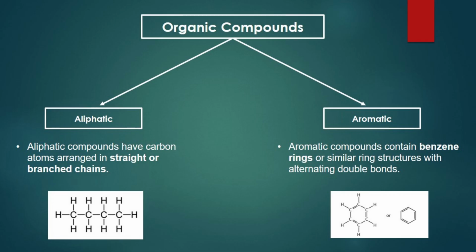The second type is aromatic compounds. These compounds contain benzene rings or similar circular structures with alternating double bonds. In this picture, you can clearly see a hexagon shape, and some of the bonds are double. So always remember, aromatic compounds have hexagon-shaped bonds, and we often call them benzene-type structures.